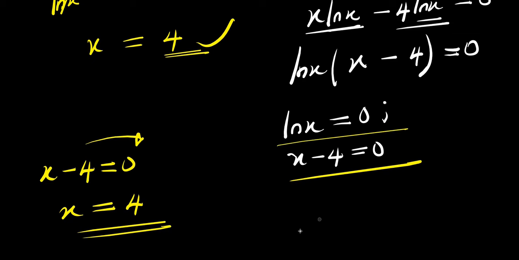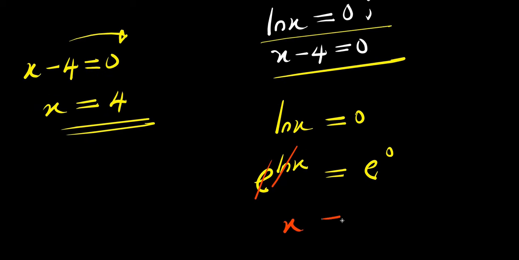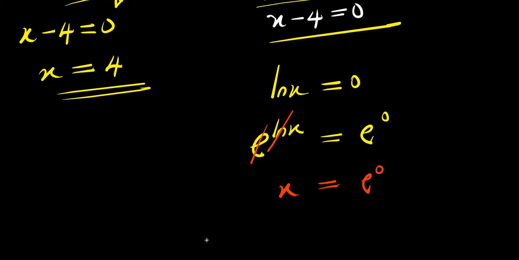Now to solve this other equation, which is natural log of x equals 0, I make use of e. I have e power natural log of x equals e power 0. Now what happened here is that the e eliminates the natural log. Then you have x equals e power 0. And what you should know is that any number or alphabet, with the exception of 0 itself, to the power of 0 is 1. So here we have x equals 1. Now, in this particular method, we are having two different solutions, which are x equals 4 and x equals 1.